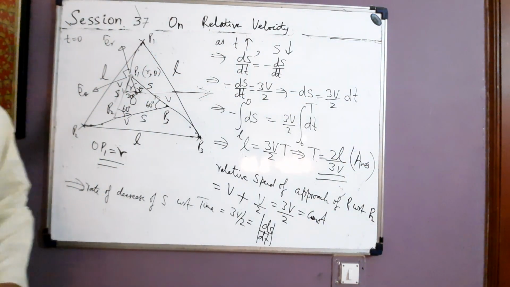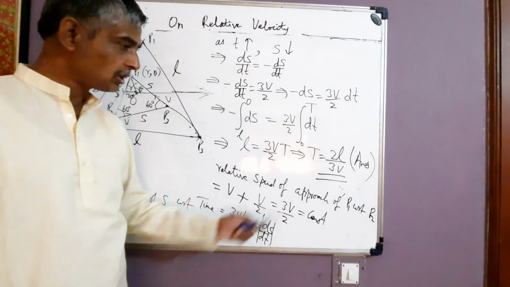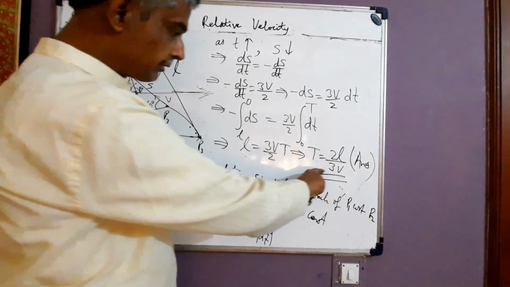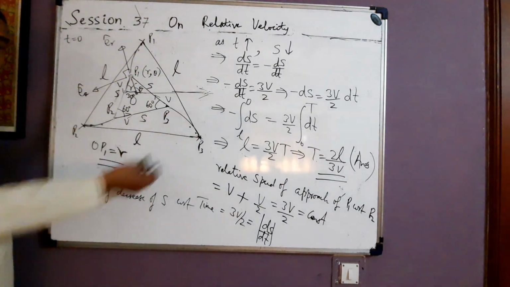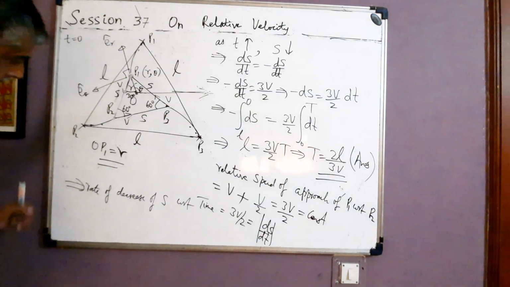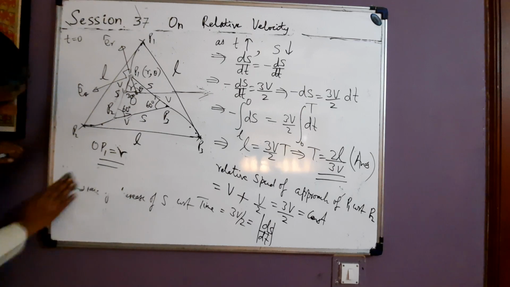The relative speed of approach of P1 with respect to P2 is 3v by 2, and integrating gives the required time by method 2 also. So by method 2 also we get the same time. Is it alright? Now I rub this.